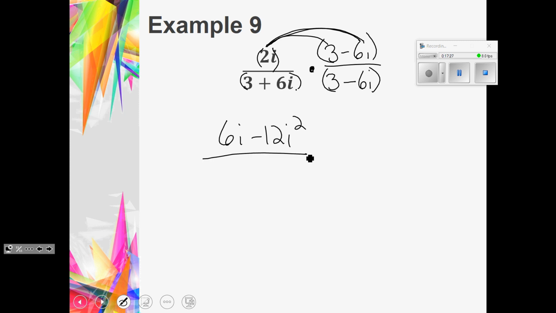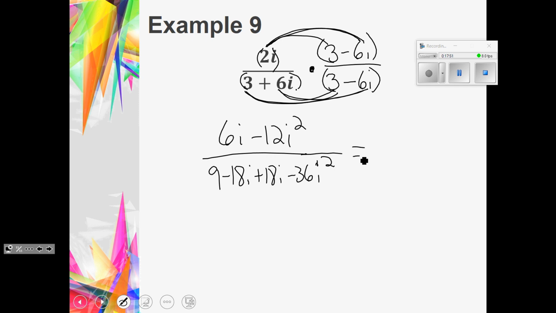Then I'm going to FOIL the denominator. 3 times 3 is 9. 3 times negative 6i is negative 18i. This will give me positive 18i, which we know is going to cancel. Then 6i times negative 6i is negative 36i squared.